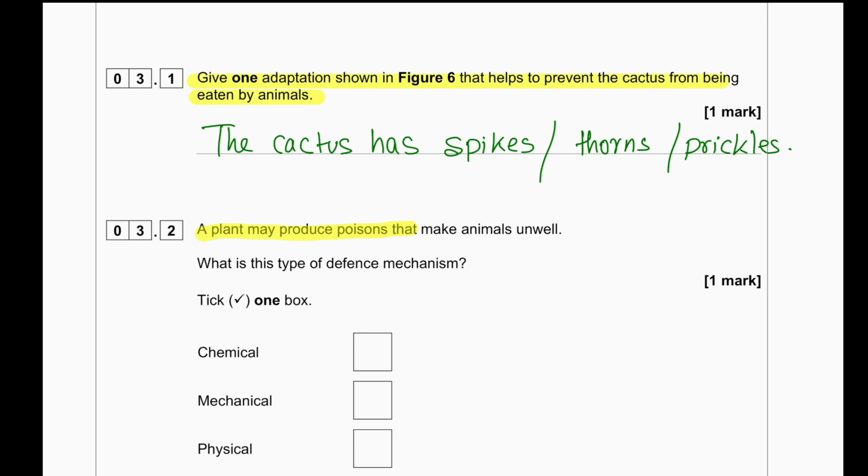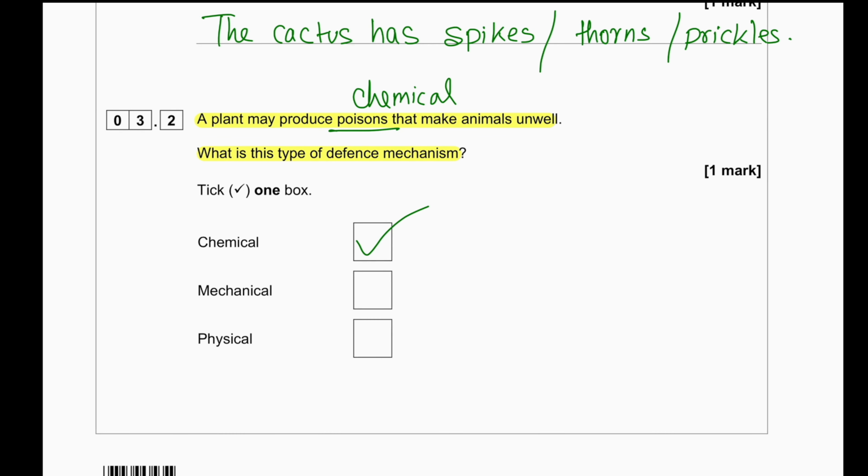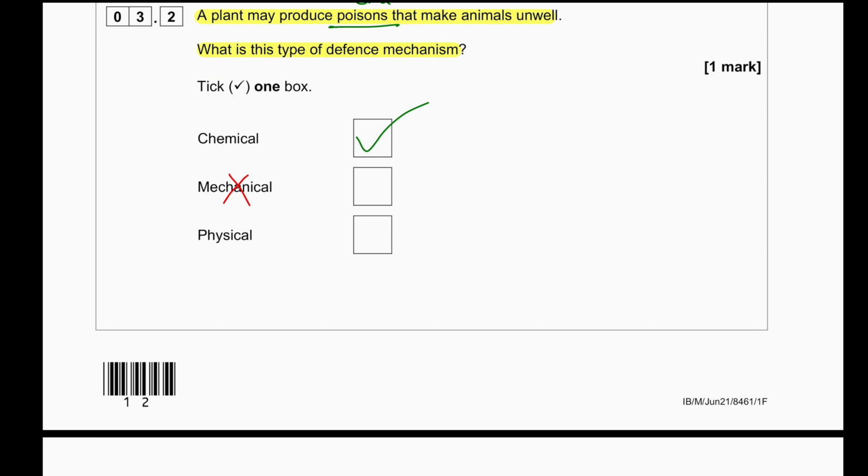A plant may produce poisons that make animals unwell. What is the type of defense mechanism? Poisons are considered chemical because they can chemically activate a particular process within the body. So they will be a chemical defense mechanism. A mechanical defense mechanism would be thorns and spikes, which will cause physical harm. So both of these other options are incorrect.